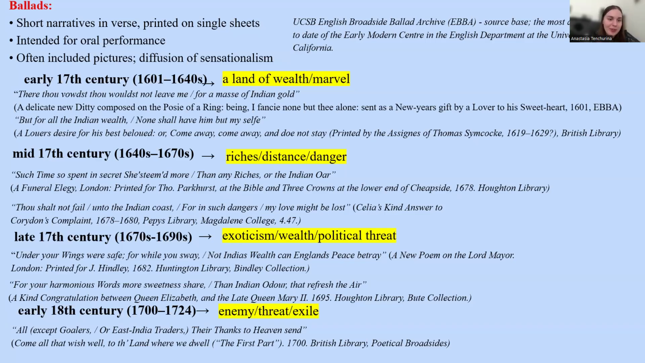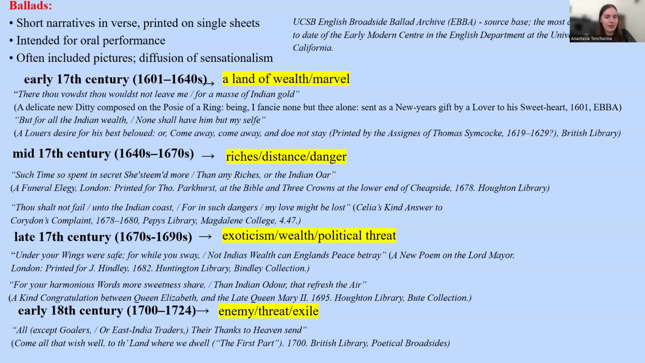And we can trace some differences over here as well. So in the early 17th century, India appears as a place of temptation as well. And you can see here the very first line: you promised you would never leave me, not even for a huge amount of Indian gold. So again, Indian gold, the measure of extreme value, of richness.